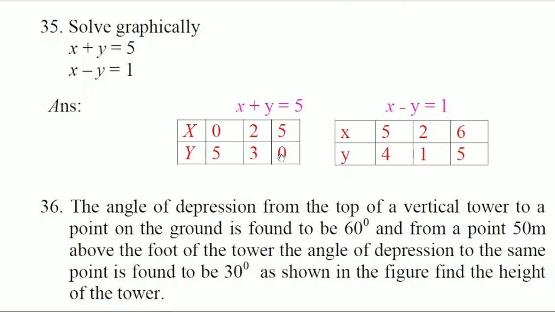The same thing you find out here also. x minus y equal to 1. So x equals 1 plus y. You substitute the values for y and get the values of x. So when y becomes 4, the x value will become 5. When y becomes 5, the x value will become 6. So find out these values, then you draw the graph.